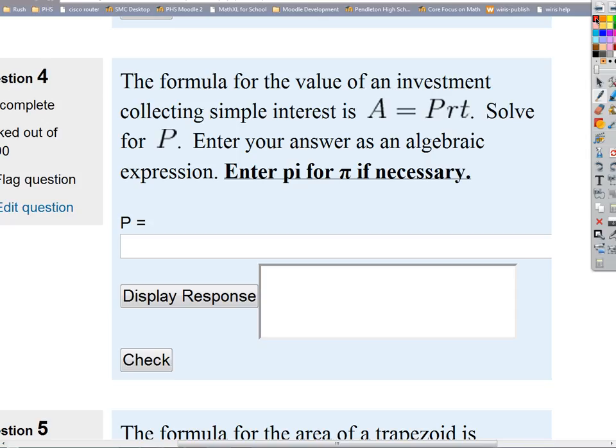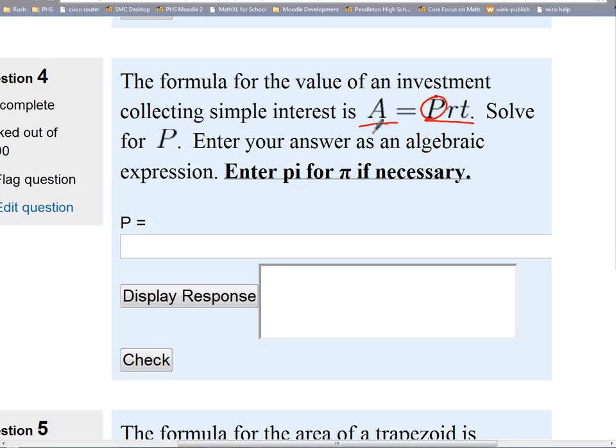Now, it's not really hard. What's the one step I've got to do to get that p by itself? Right now it's being multiplied by the r and the t. How do I undo multiplying by r and t? Yes, sir. Divide. Okay, so I could divide both sides through by rt, and then I'd get the p by itself on one side. Right now the p's on the right. If I want to make it on the left, that's fine. I could write this as p equals a divided by rt.